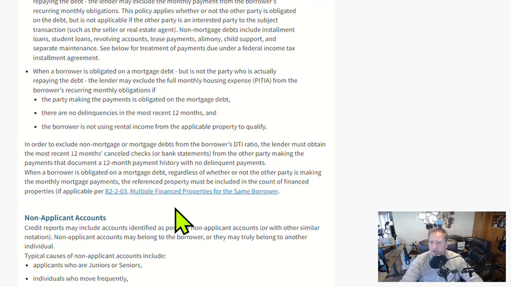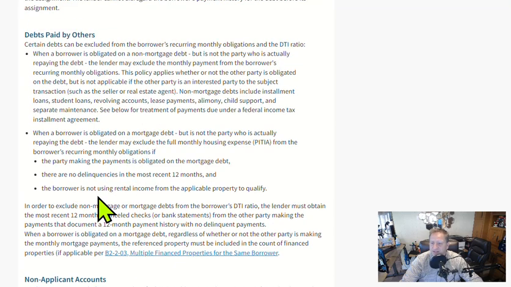In order to exclude non-mortgage or mortgage debts from the borrower's DTI ratio, the lender must obtain the most recent 12 months canceled checks or bank statements from the other party making the payments that document a 12-month payment history with no delinquent payments. When a borrower is obligated on a mortgage debt, regardless of whether or not the other party is making the monthly mortgage payments, the referenced property must be included in the count of financed properties. Okay, so when we're talking about the number of properties, got to include it. But if somebody else has been making the payments, you can exclude it from the DTI.